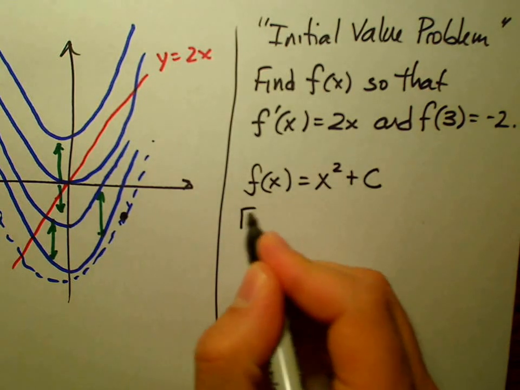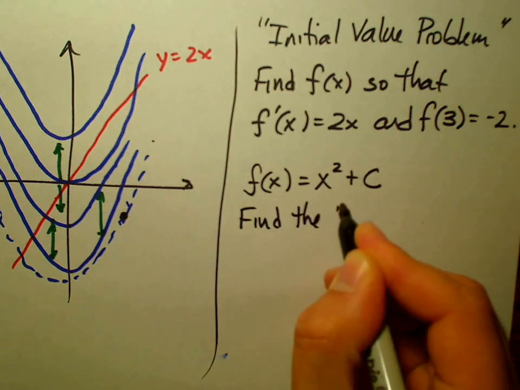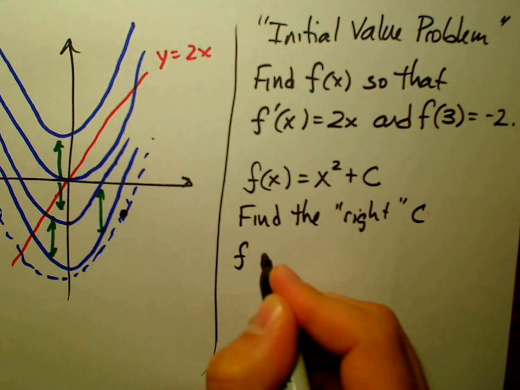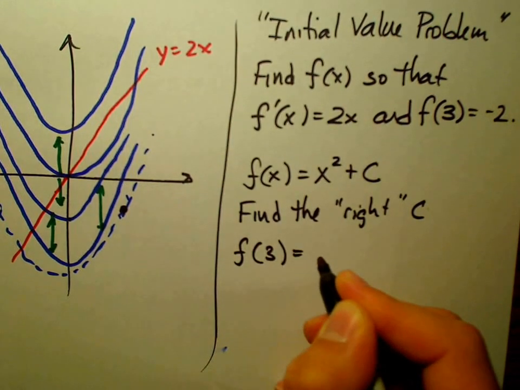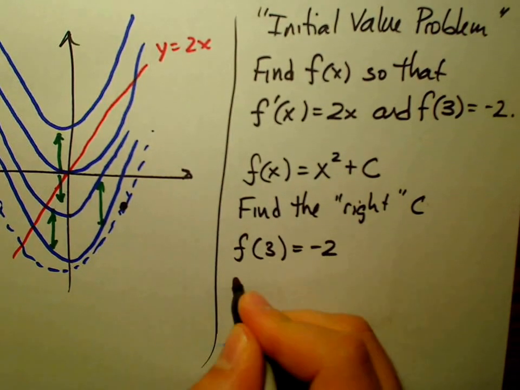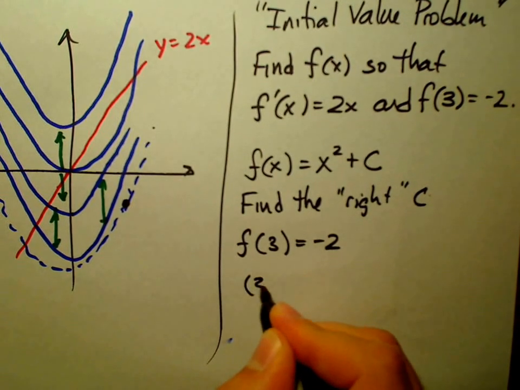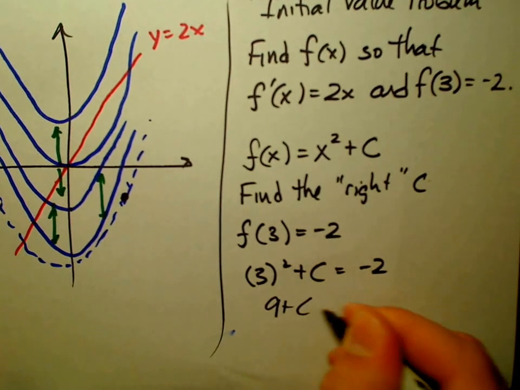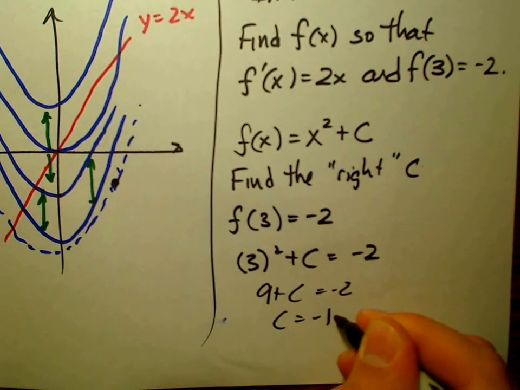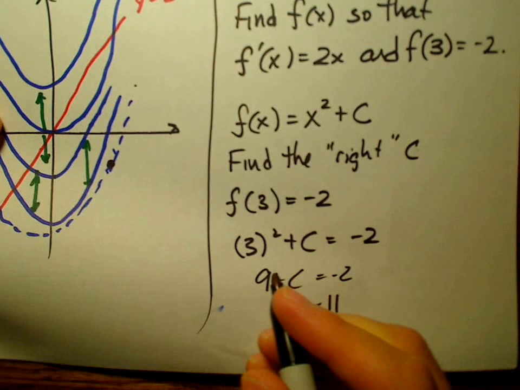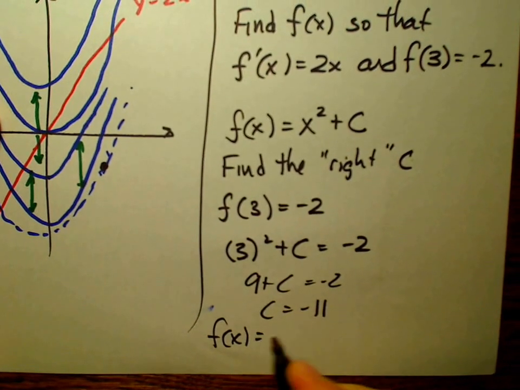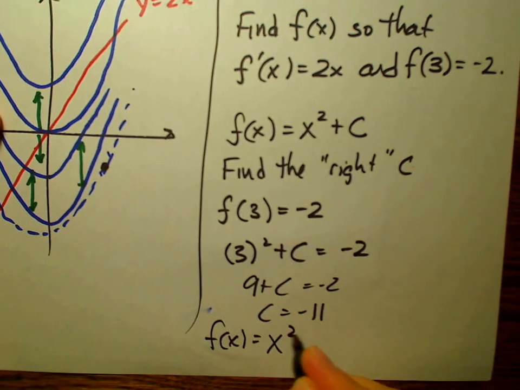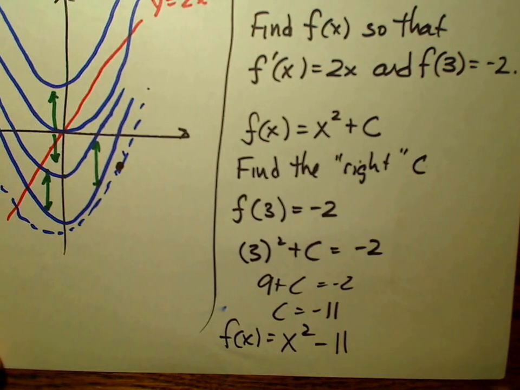And then we've got to find the specific c. We've got to find the right c. And so the way we do that is, well, f of 3 is going to be negative 2, but f of 3 is 3 squared plus c equals negative 2. All right, well, that's 9 plus c. So that means c had to have been negative 11. And so the function that they're actually interested in, that has the right derivative and the right value at a certain spot, is x squared minus 11.